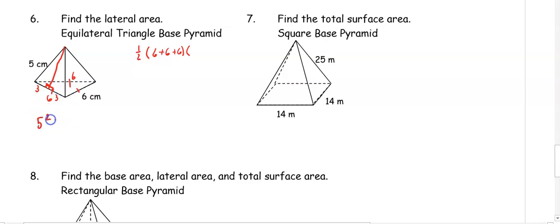If we do Pythagorean theorem, 5 squared equals 3 squared plus x squared. 25 equals 9 plus x squared. 16 equals x squared. So x is 4. So our slant height would be 4. As we multiply then, 1/2 times 18 times 4 gets us 36 centimeters squared.